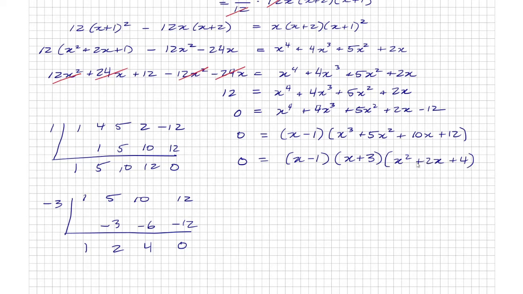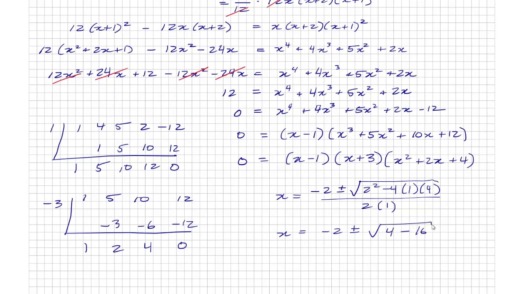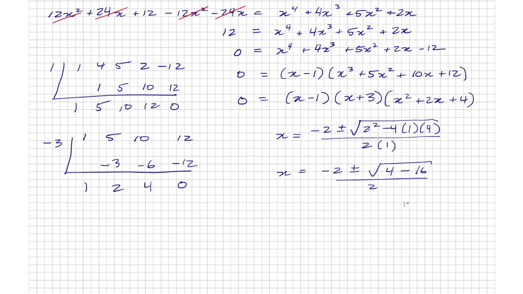This one right here is not factorable. So the only way to solve this quadratic is to use the quadratic formula. So I'll say that x is equal to negative 2 plus or minus the square root of 2 squared minus 4, a is 1, c is 4, all over 2a, which is just 2 times 1. So x is equal to negative 2 plus or minus, and then I have 4 minus 16, all over 2. And perhaps you can see already that we're going to generate some complex solutions over here. So x is equal to negative 2 plus or minus the square root of negative 12 all over 2.